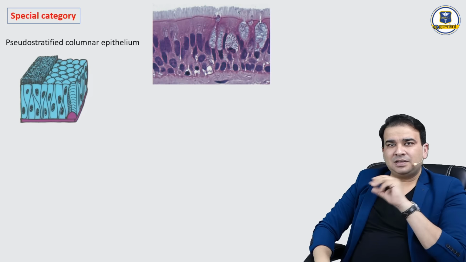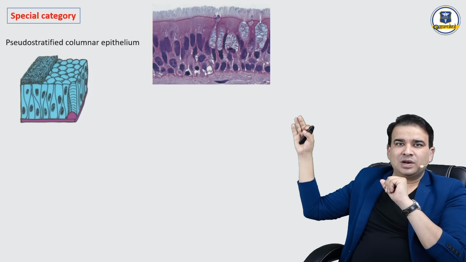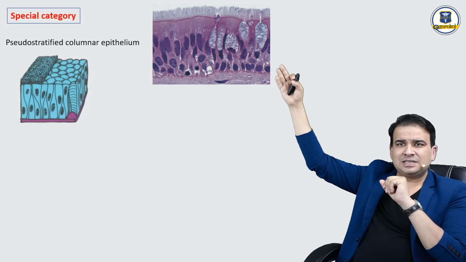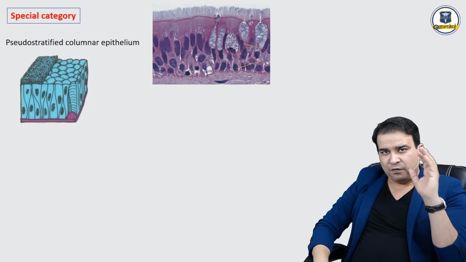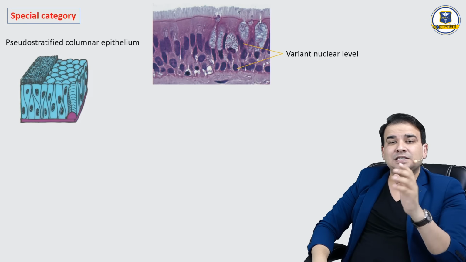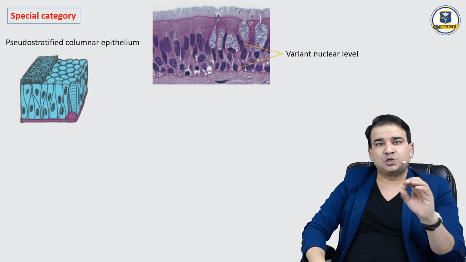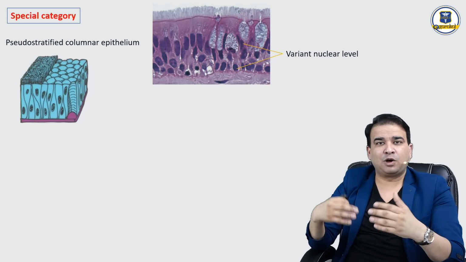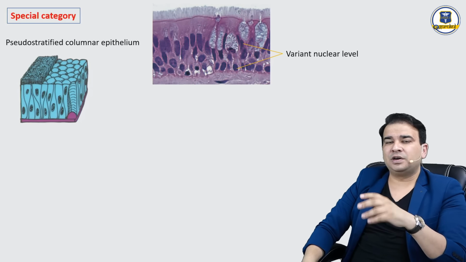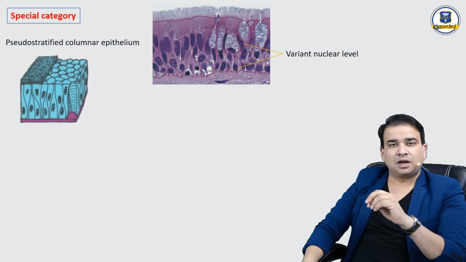Now see another example in the real-time section. You can see the nuclear level is different in all that image. We can see some goblet cells also, just ignore that for a while. But this varying level of the nucleus is what we base on to call them pseudo-stratified columnar epithelium. They are actually a simple epithelium, but because they look like they have layers, we call it pseudo-stratified columnar epithelium.